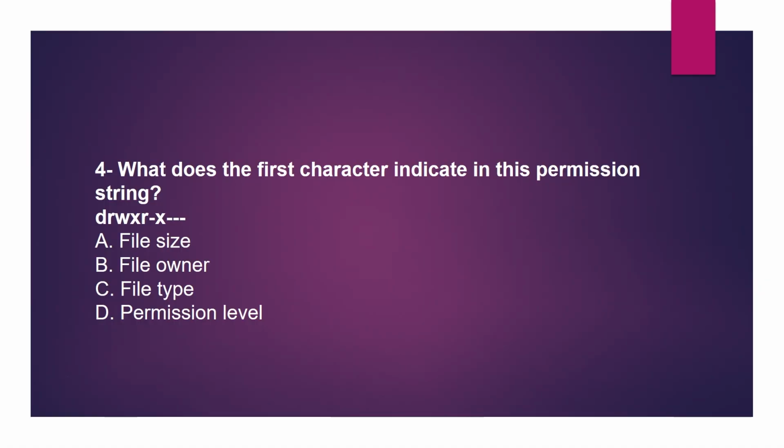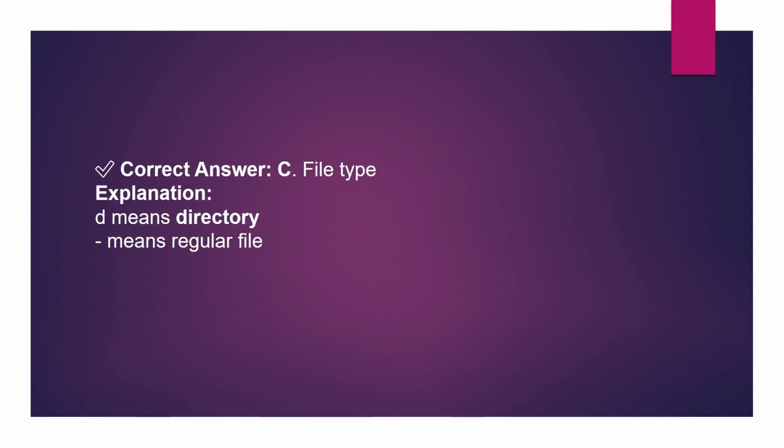Number 4. What does the first character indicate in this permission string? drwxr-x and 3 dashes. Correct answer is C. File type. D means directory. Dash means regular file.